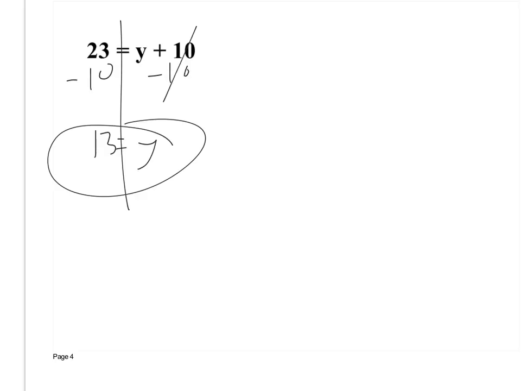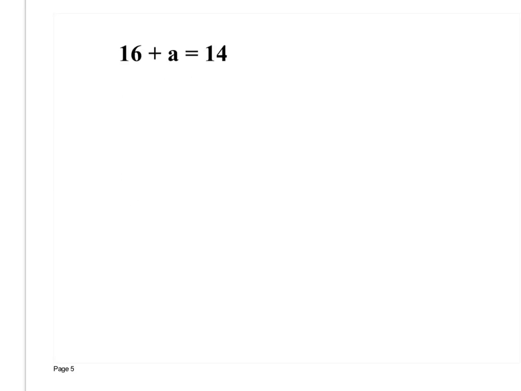There's my answer. I look, 16 plus a equals 14. What am I doing to a? I'm adding 16 to it, right? Later we're going to talk about multiplying and dividing. Then we're going to talk about putting those all together, where it's 2 or 3 steps. I'm looking at order of operations. What would I do to a if I knew what it was? Like if I knew a was 1, what would I do to it? I would add 16 to it. So to find out what a is, I do the opposite of that.